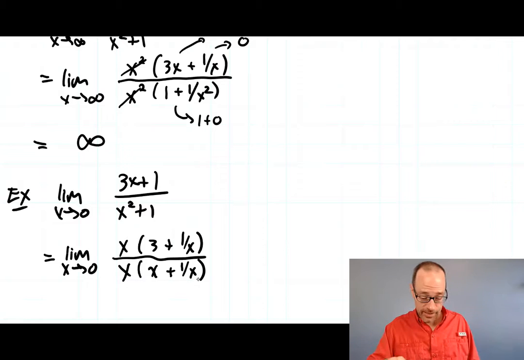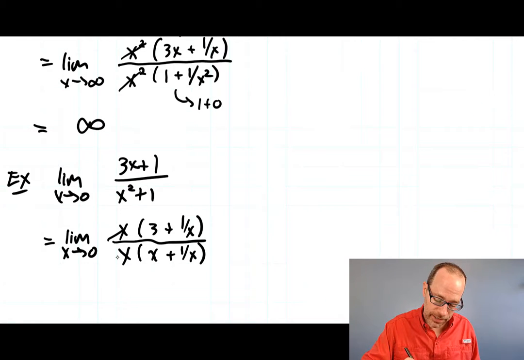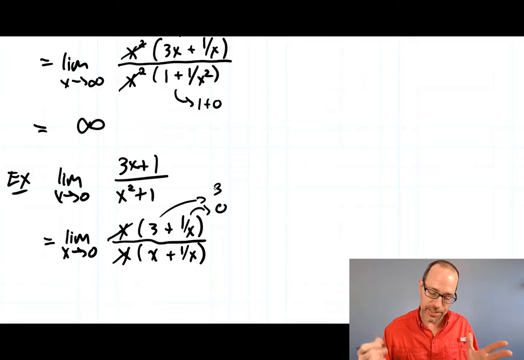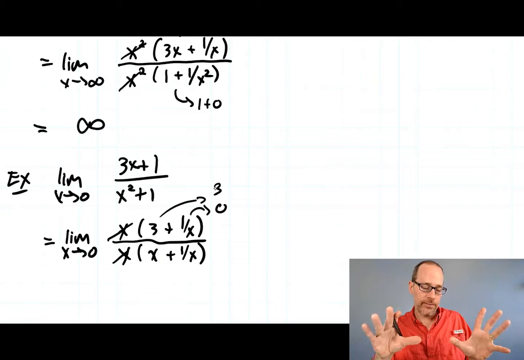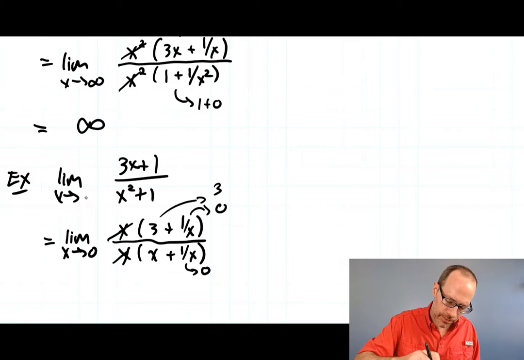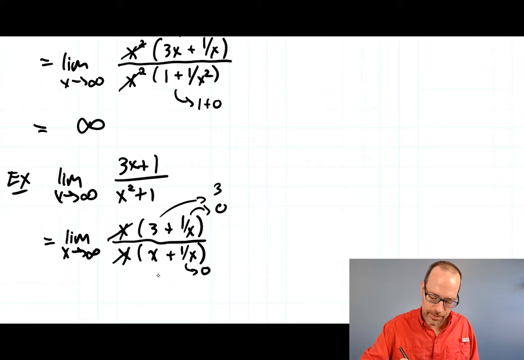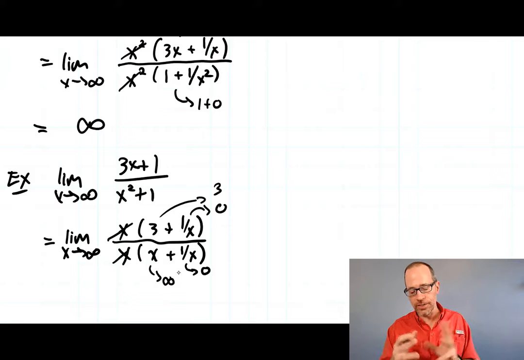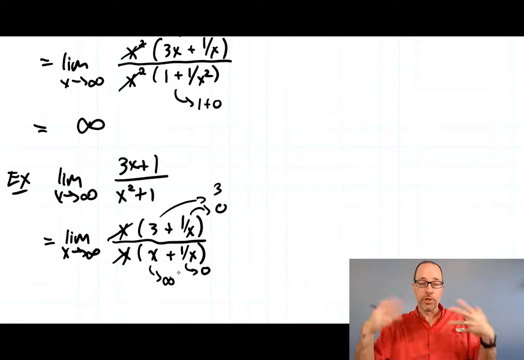All right, let's analyze this. We can cancel the x's again. So the 1 over x going to 0. The 3, of course, is staying at 3. So the top is trying to go to 3. Now the bottom, this part is going to 0, so it's not mattering. Oops, this should have been an infinity. Yes. And then this x is trying to go to infinity, so infinity plus 0 is still infinity. So the bottom's trying to blow up to infinity.